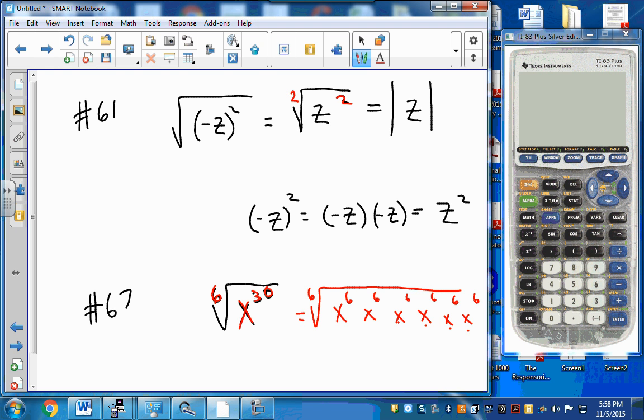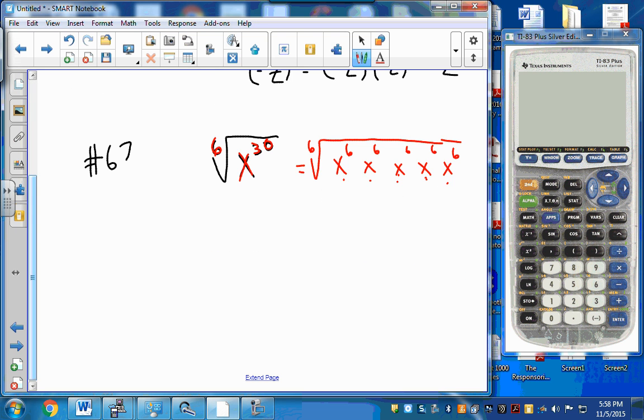1, 2, 3, 4. I guess I only need 5 of them. So 1, 2, 3, 4, 5 x to the 6th is the same as x to the 30th. So I can pull this out front, but even then I still have to keep the absolute values. So this is going to be the absolute value of x to the 6th. If you look in the back of the book, they also allow this. Either one of those would be fine. Again, the problem is the x is not a number. We don't know whether x itself is positive or negative.